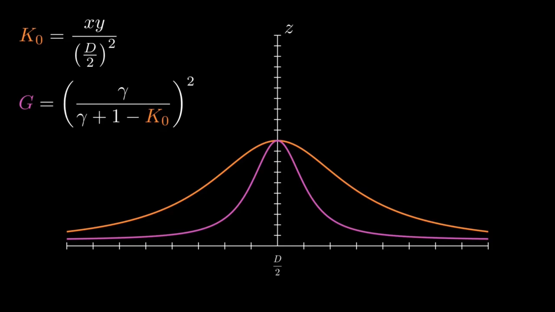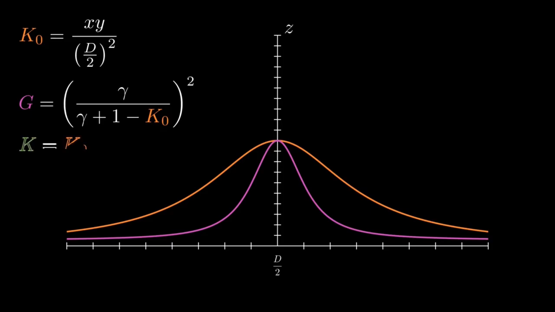But what I want to highlight here is that the function G has a smaller range where it's close to 1. When the token balances are both close to D over 2, it is equal to 1. However, move a little bit to the right or move a little bit to the left, and it quickly decreases. Compare this with the function K0 where it gradually decreases to 0.